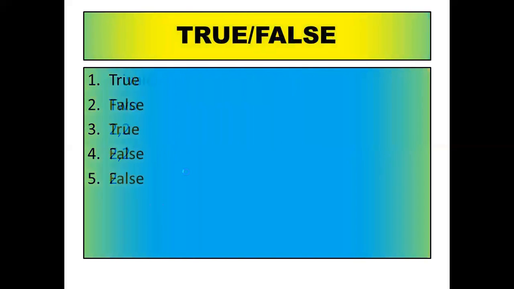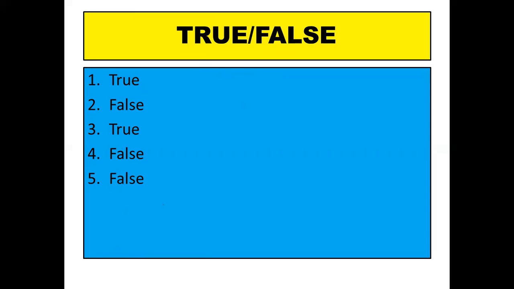Coming on to true and false: ozone is a triatomic gas. That is true. Atomicity of sulfur is 4. False. One di-positive radical will require only one di-negative radical to form a compound. That is true. A noble gas element is monatomic as well as monovalent. It is false. A substance in solution is indicated in a chemical equation by the symbol S. That is again false. Is that clear to everyone?